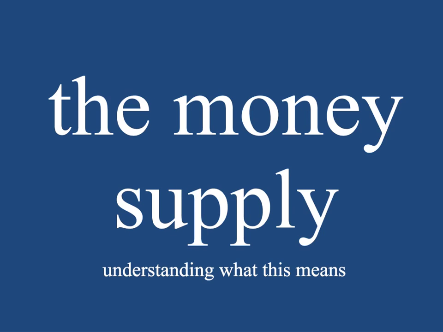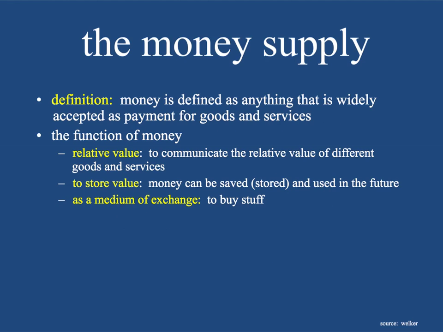Well, let's take a look at the money supply and understanding what that means, because a lot of times people are a little bit confused about the money supply and how economists sort of measure it. So here we go. The money supply, by definition, let's start off with money. Money is defined as anything that is widely accepted as a payment for goods and services. Now, that makes sense, right?